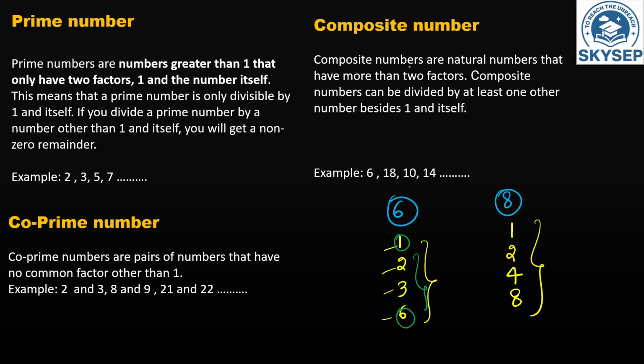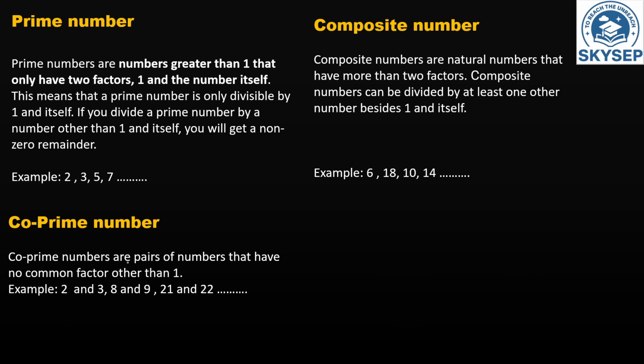These composite numbers are natural numbers that have more than 2 factors. So you are clear with composite numbers now, right? Let's come to the third concept, co-prime numbers. What do you mean by co-prime numbers? Take an example and we will understand the concept of co-prime numbers.